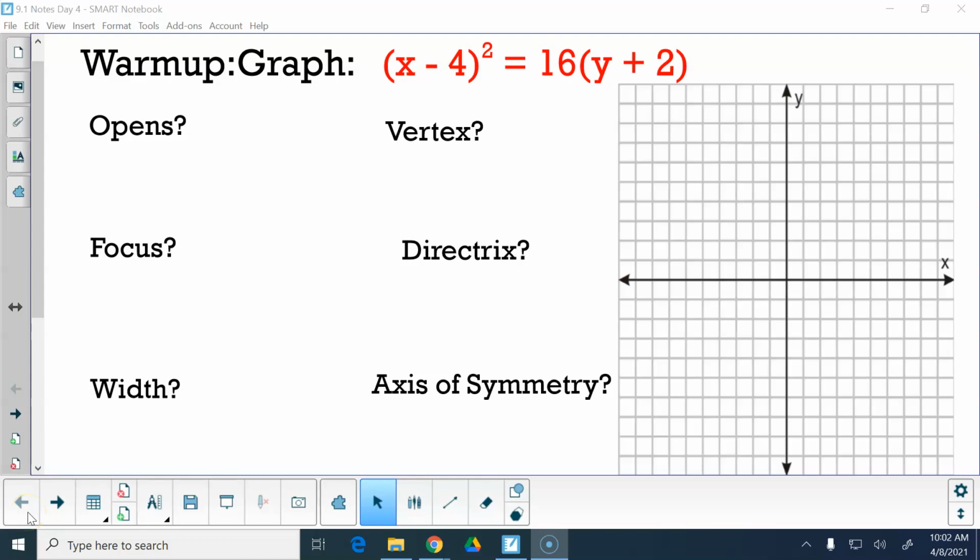Good morning, algebra class. If you haven't started this one already, please start this warm-up problem: graphing and finding me those 6 values. In-personers, if you need some more graph paper, I have some up here. If you don't, that's fine. At-homers, if you've got some graph paper, that's great. If you don't, just sketch it.